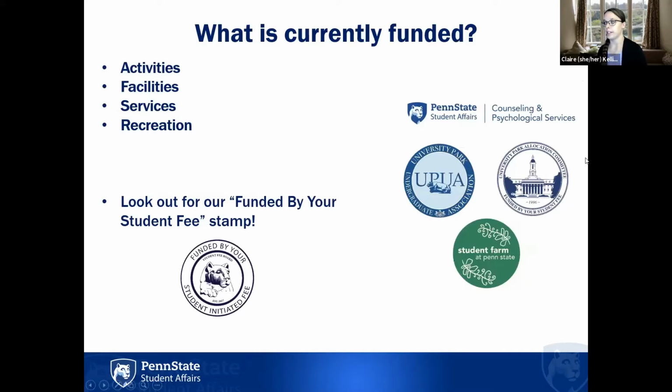So I talked a little bit about this, but basically the student fee funds 4 categories: activities, facilities, services, and recreation. We have this new "funded by your student fee" stamp that you should look out for on the materials of all the offices we fund. I've given a couple of examples like CAPS, but another couple of offices are the student farm. A lot of different student activities are funded by us, like Homecoming and the Student Programming Association, as well as student orientation transition programs and several other offices.